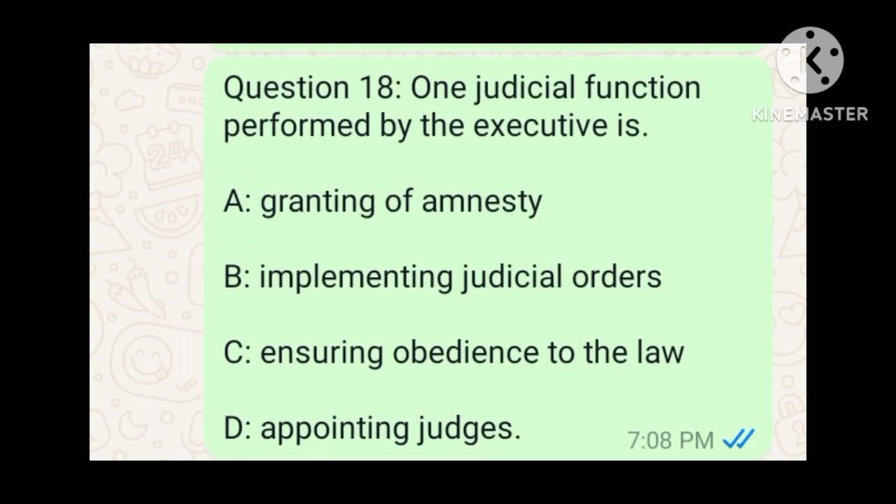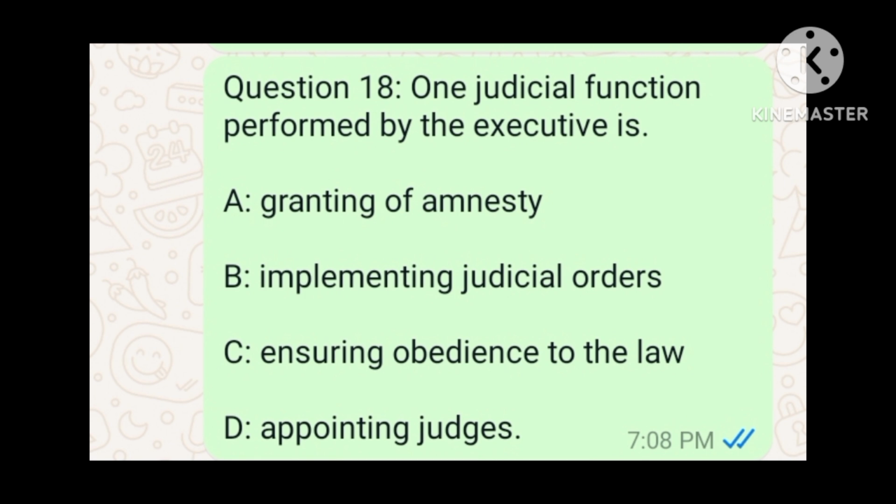This is question number 18. The question is, one judicial function performed by the executive is. The options, we have option A, granting of amnesty. Option B, implementing judicial orders. Option C, ensuring obedience to the law. Option D, appointment of judges.